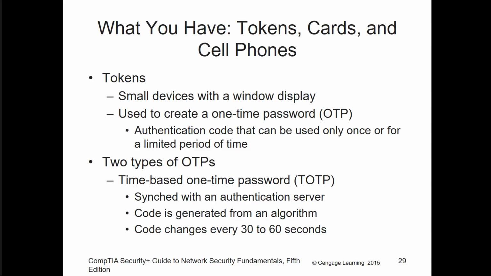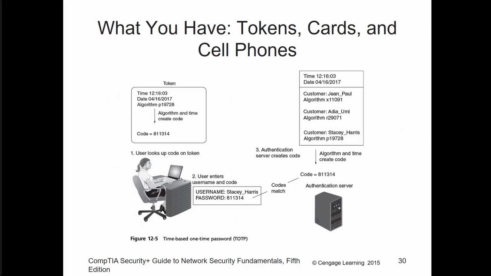A token is a small device, typically with a window display, that will use a one-time password, or OTP. There are 2 types of OTPs: time-based and HMAC-based. The time-based one is a TOTP. It normally syncs with an authentication server. The code is generated from an algorithm, and the code changes every few seconds. Here's an example.